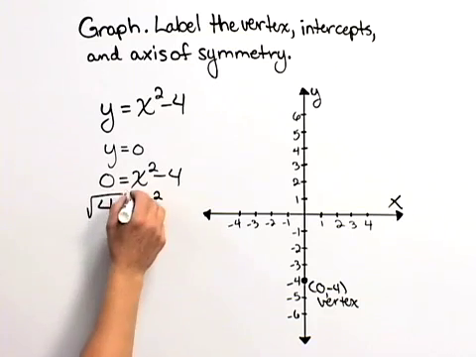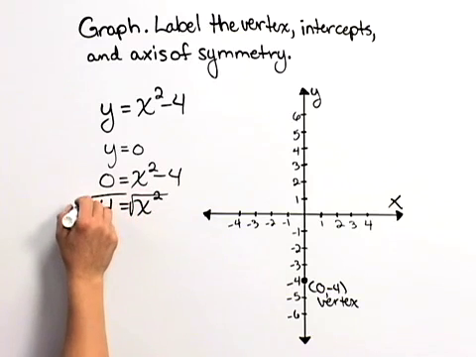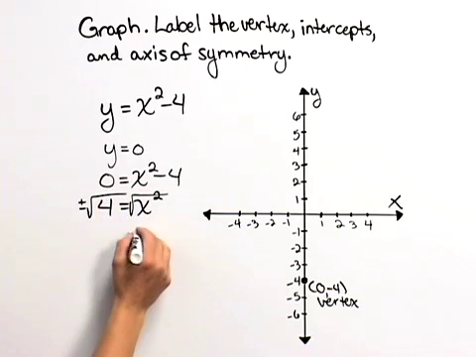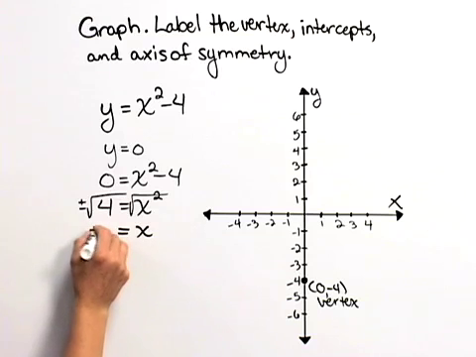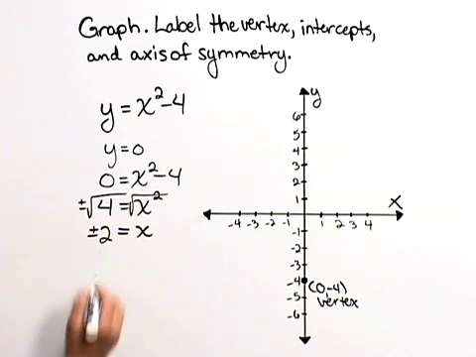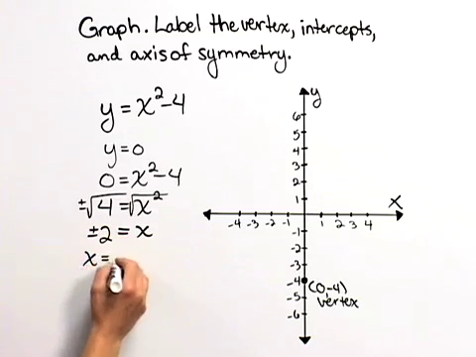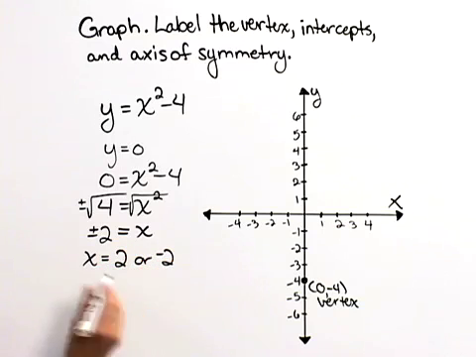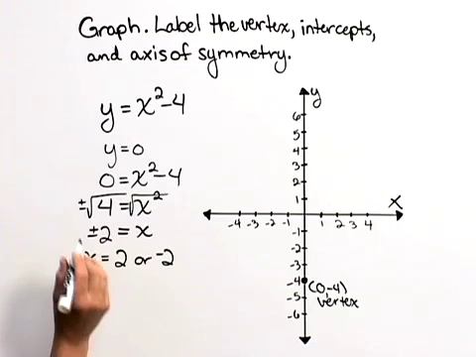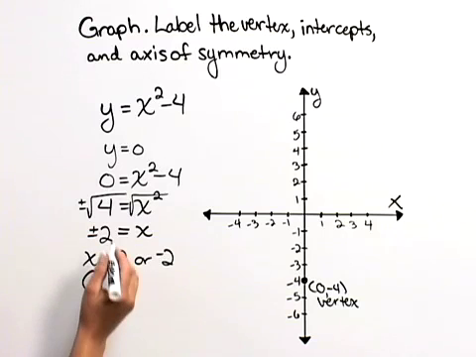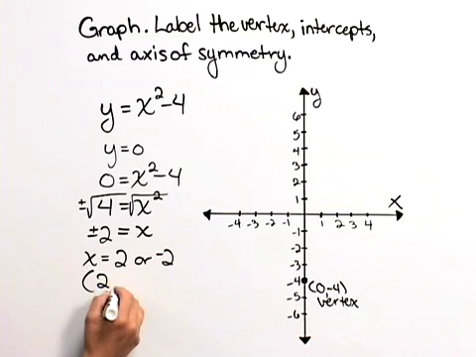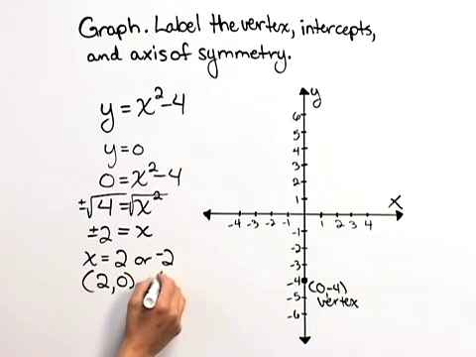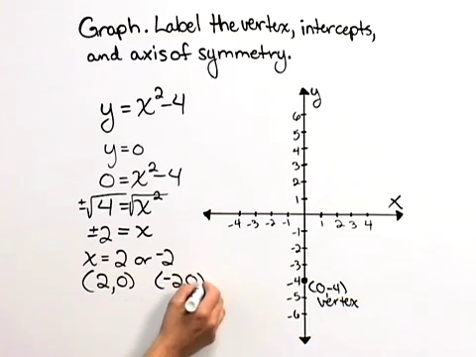And then if I square root both sides, making sure I have a plus or minus, I find x is plus or minus 2, which means x equals 2 or negative 2, which means we're going to have 2 points for our x-intercepts. We will have 2, 0. The other point will be negative 2, 0.